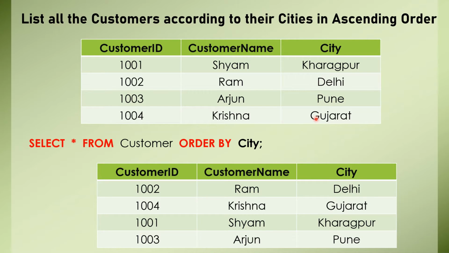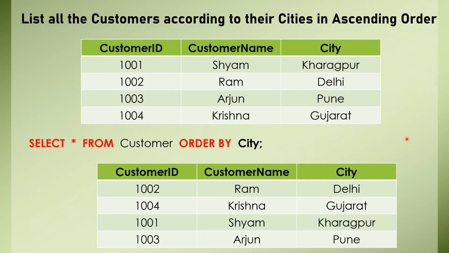Then which character will come? G will come, then K will come, and then P will come. So in this way this is sorted. But suppose there is something like Delhi and Dehradun. Both are D's, so we will look at the second alphabet in that case. If that alphabet is also same, we will look for the next character. Likewise we will see and accordingly we will sort them. So this is how you need to sort a string value, and this is our result.